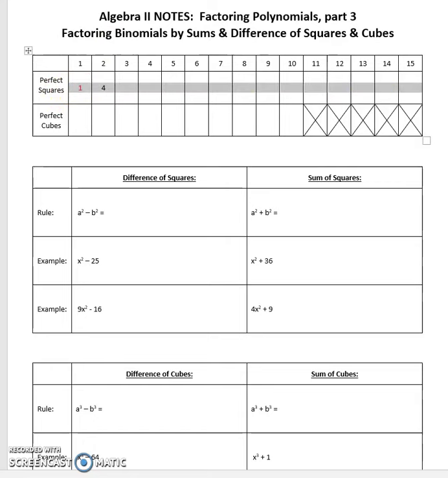Oh, why aren't these pink? They're supposed to be pink.